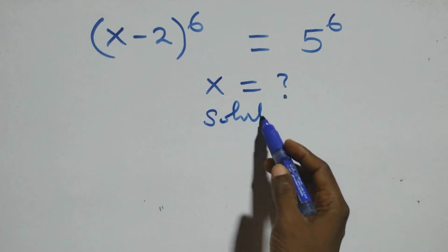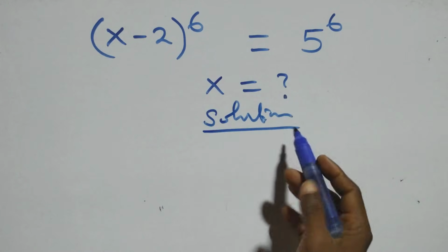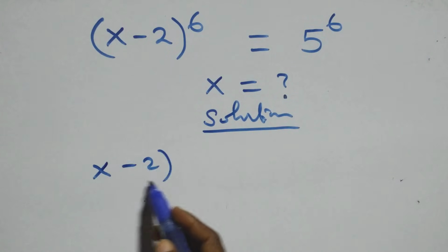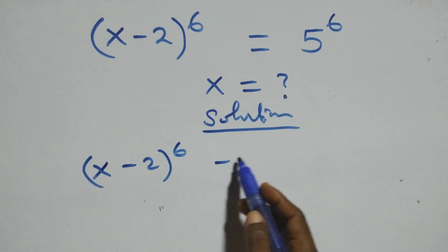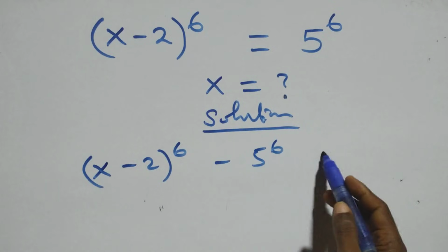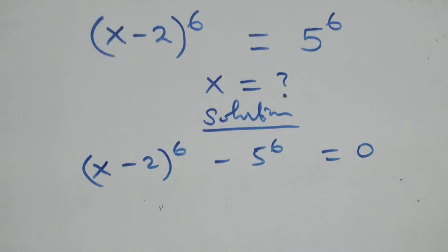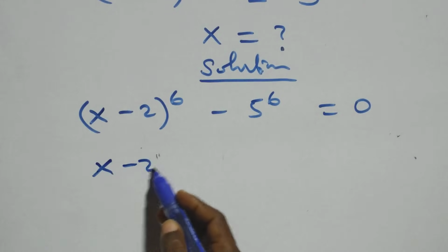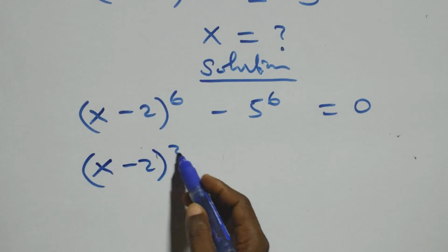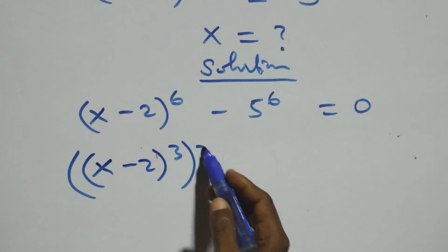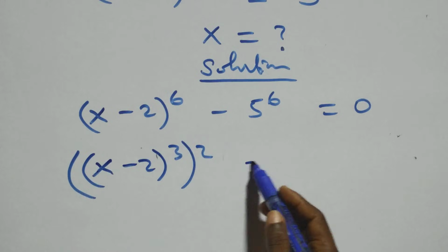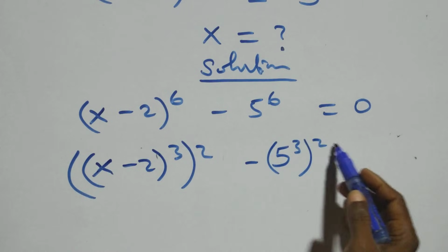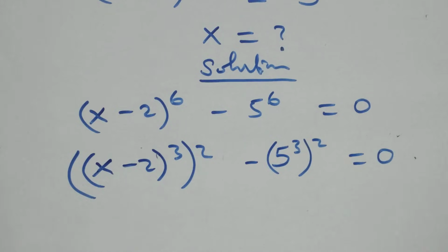Solution from here. We take 5 raised to power 6 to the left hand side, and we have (x minus 2) all raised to power 6 minus 5 raised to power 6 equals 0. We can write this as ((x minus 2) all raised to power 3) all raised to power 2, as 2 times 3 gives us 6, minus (5 raised to power 3) all raised to power 2, equals 0.